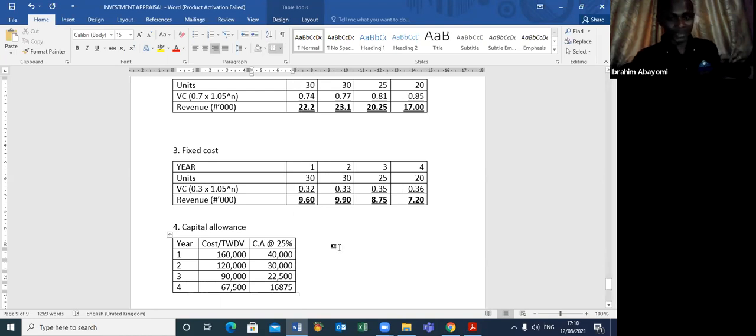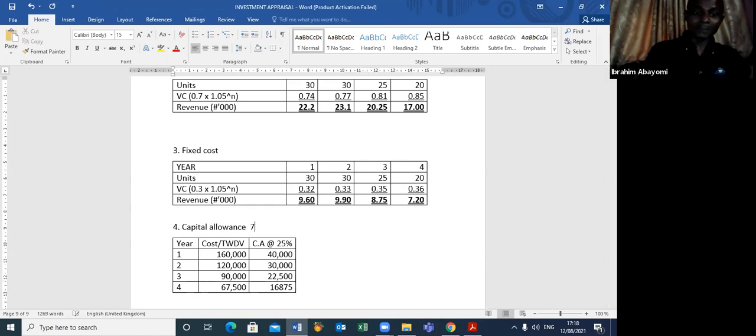Let me do it this way. Don't even let me do tax saving. This is 40%, Abby, in year 1. And my capital allowance is 25%. It means my capital allowance will be reducing by 25%, right? So anything that is reducing by 25% will reduce to 75%. That is 100 minus 25.